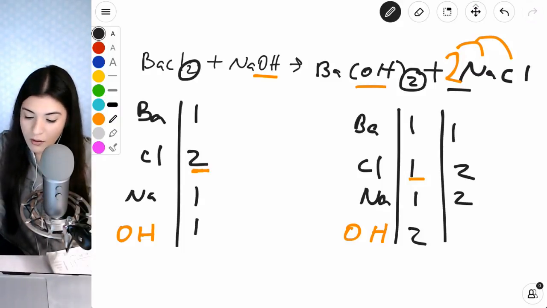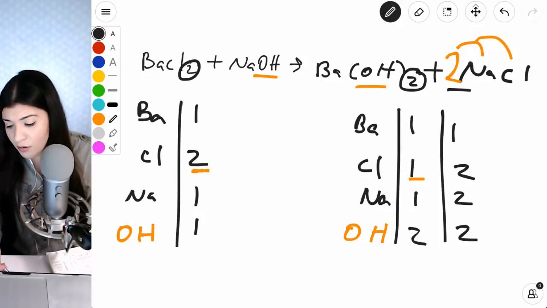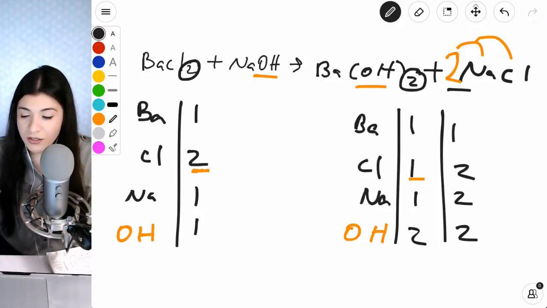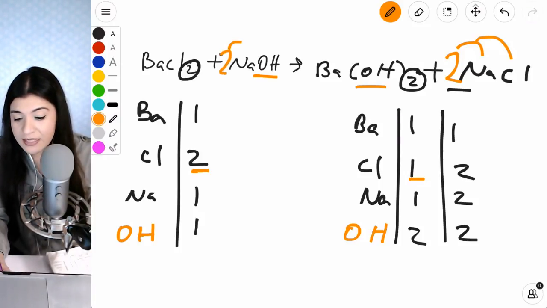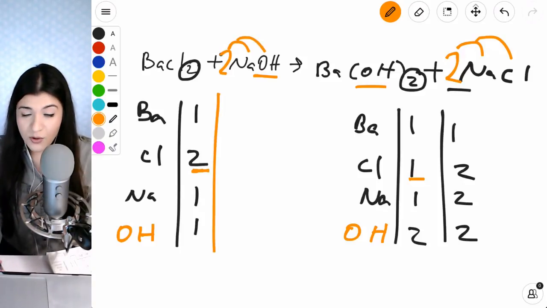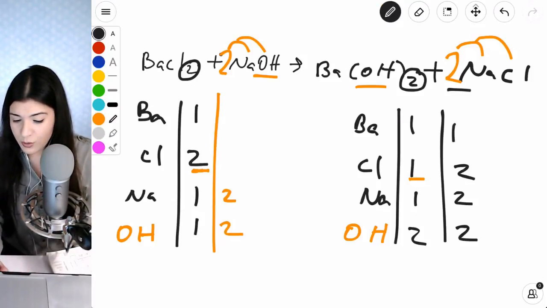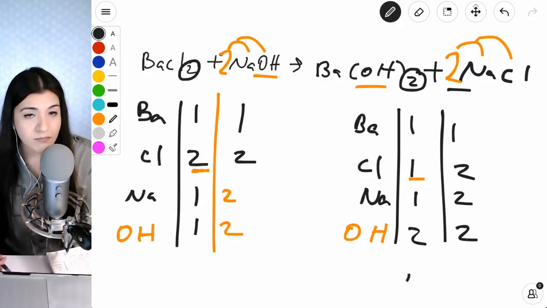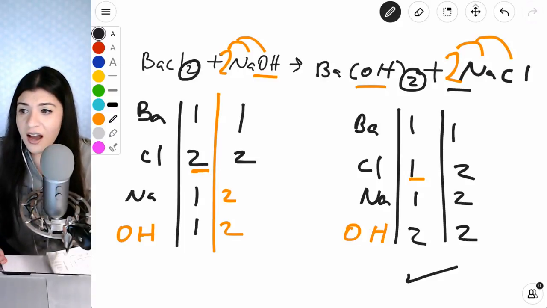We didn't touch barium or OH, so those are going to stay the exact same. Next, I want to balance out the NAs or the OHs, either one. So I'll place a 2 in front of this entire compound. Once again, this is going to distribute, and we'll see that there's actually 2 NAs now and 2 hydroxides, and then nothing else changed with barium or chloride. And right then and there, yep, we're balanced. Okay, so that would be it for that type of question.